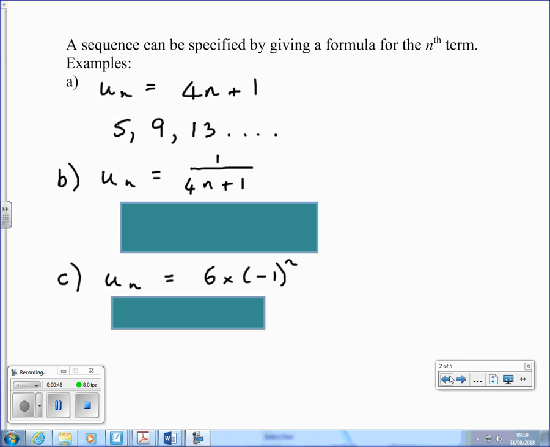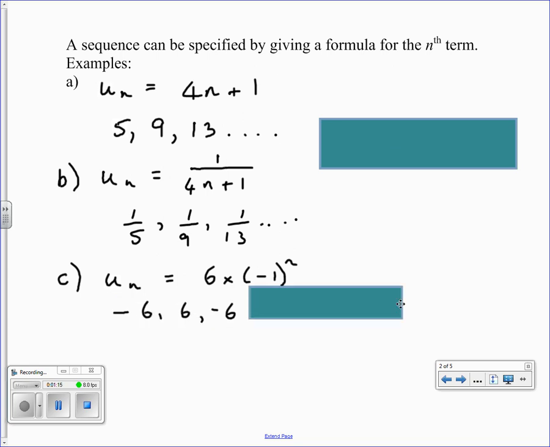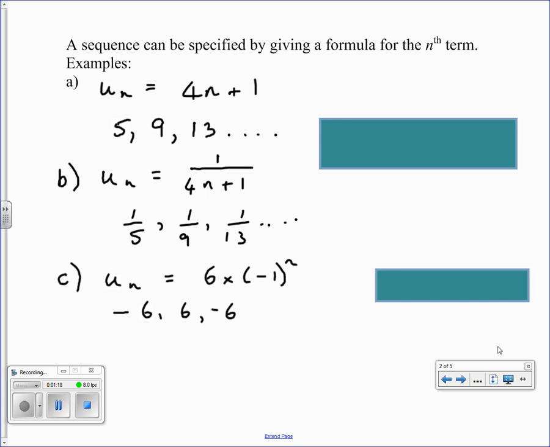So when n is 1, it's 1 over 4 ones plus 1. The numbers are the reciprocals of the numbers we had in the first sequence. Here's another example. Un is 6 times negative 1 to the power n. So when n is 1, it's 6 times negative 1 to the power 1. And the next term is 6 times negative 1 to the power 2. And there's the sequence.